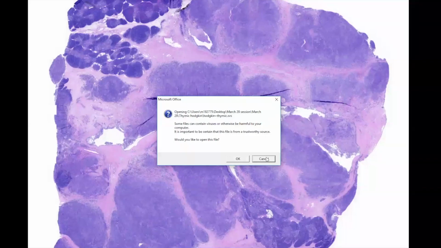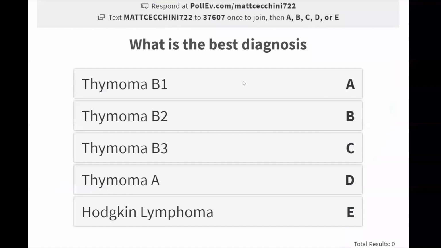So what are people thinking of this case? What do you think the best diagnosis is? Is it A, a thymoma that's a WHO B1 subtype, B, a thymoma that's a WHO B2 subtype, C, a B3 thymoma, D, a type A thymoma, or is it E, a Hodgkin lymphoma?